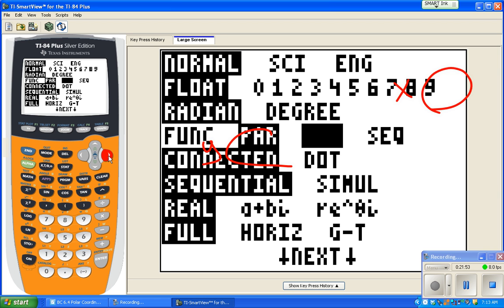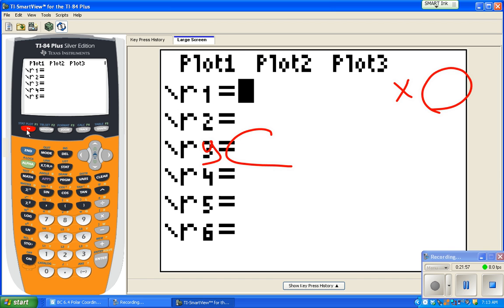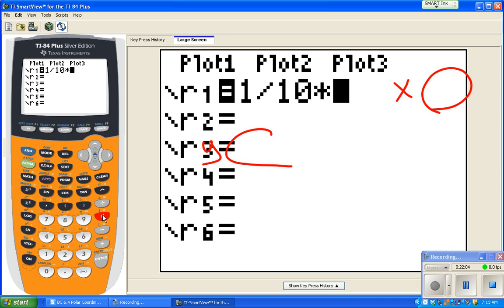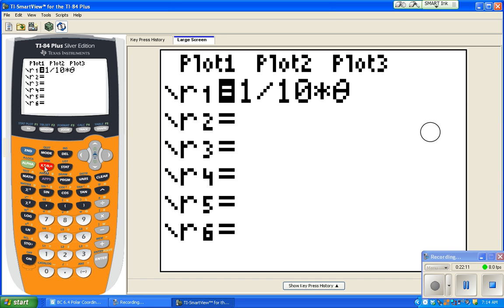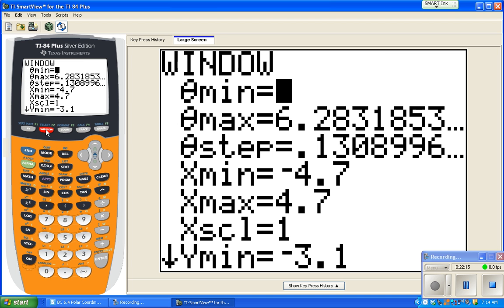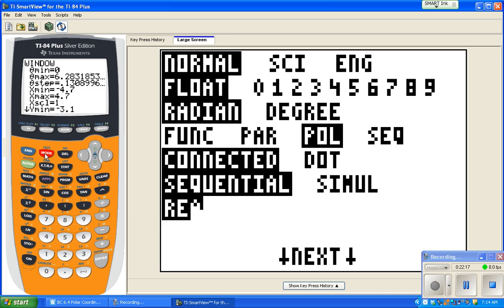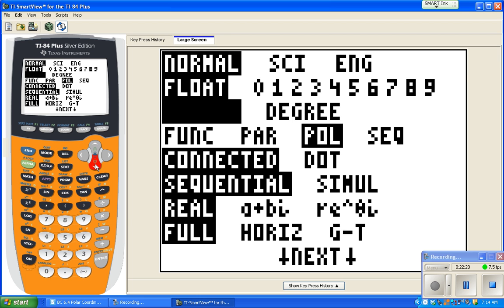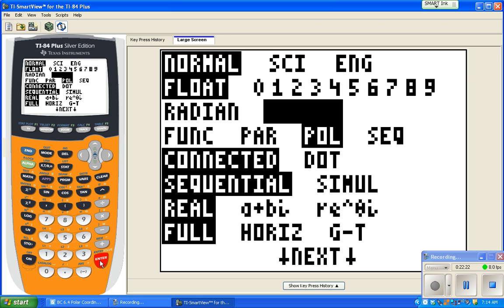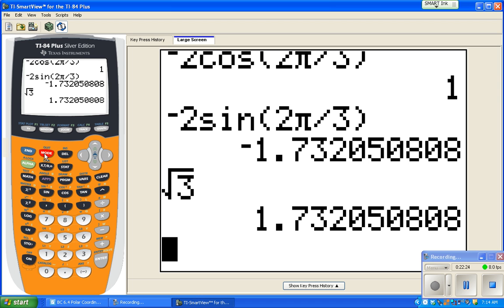All right, where am I? There I am. Let's do polar. So we did this a little bit with parametric. Now look at this. This is r. And I'm going to do 1 divided by 10 times, I'm going to push that x-t-theta button, and it actually does theta now. Okay, let me go to window, and I think I'm in degrees. No, I'm in radians. All right, I'm going to go to degrees just so you and I can be on the same page as we were before.